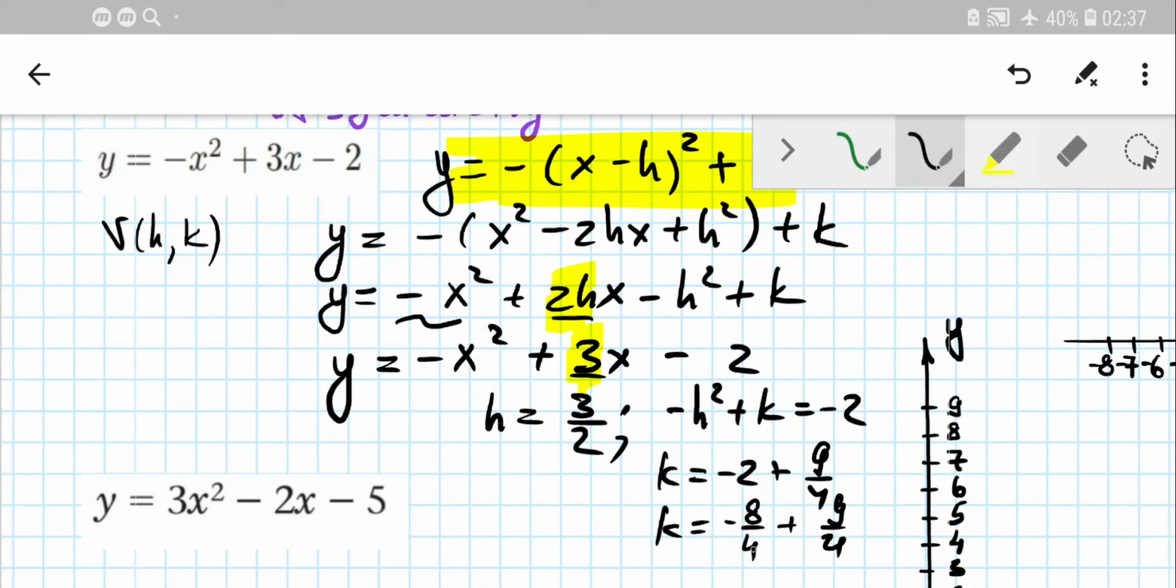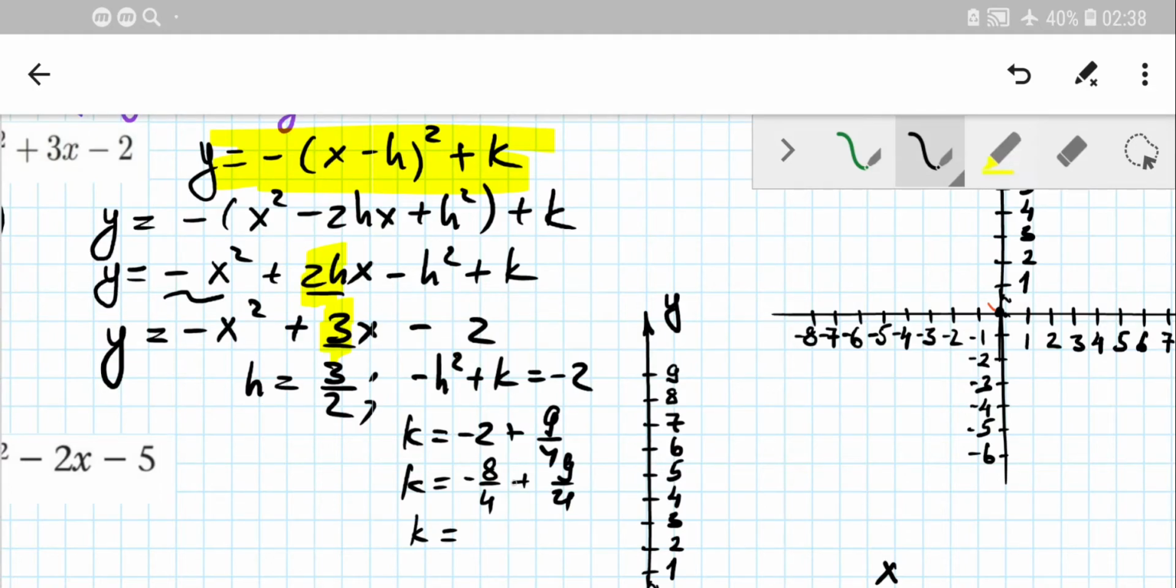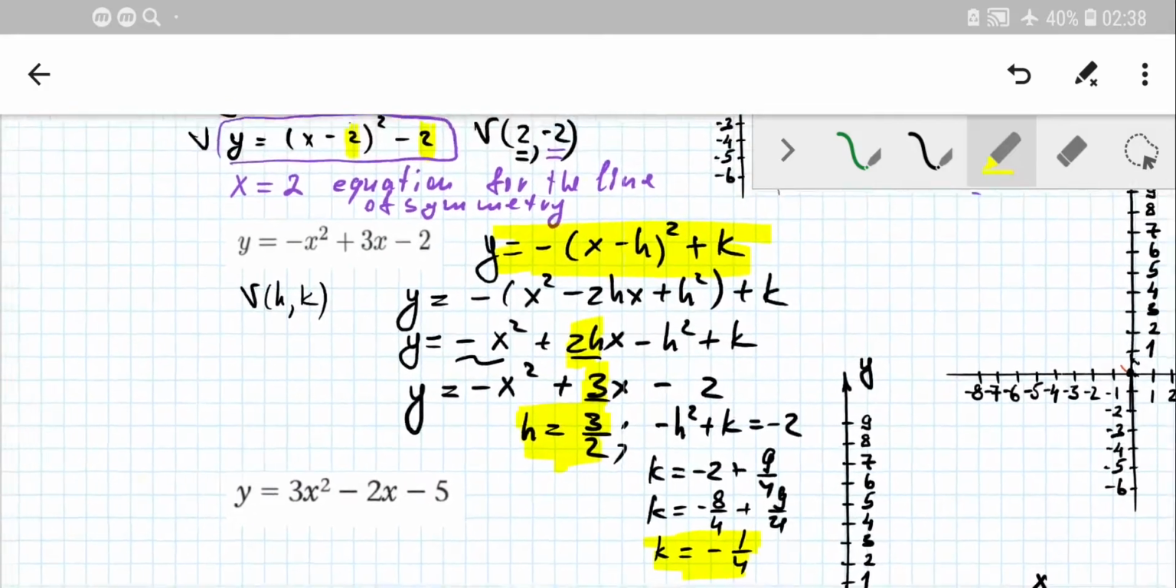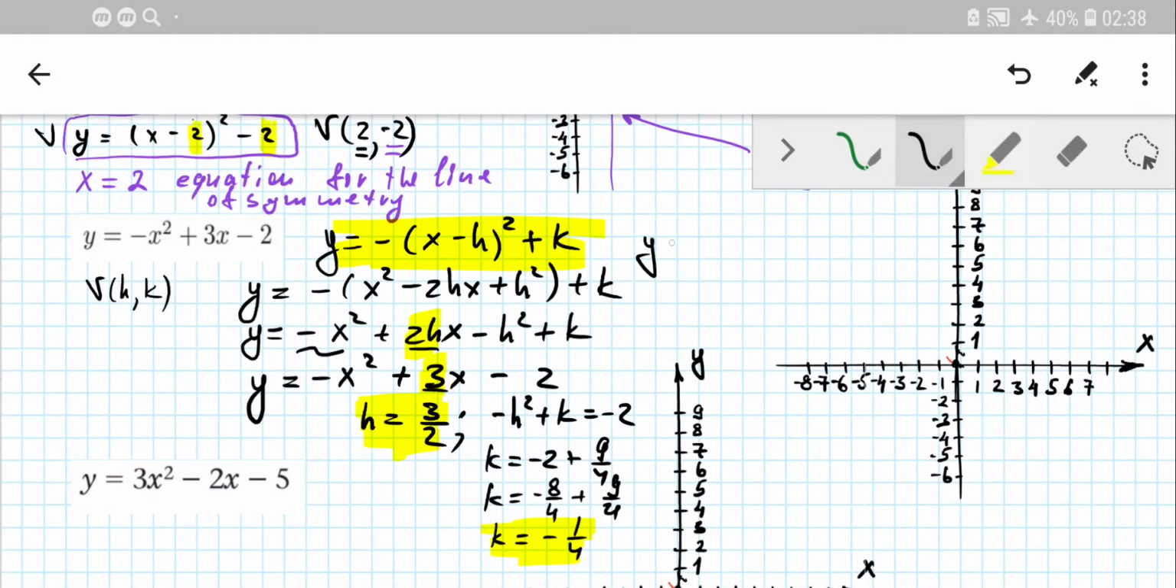Yes, because negative 8 over 4 is an equivalent fraction for negative 2. Okay, so finally, let's simplify and figure out the answer for k. So k is negative 1 over 4, and hence we've got h equals 3 over 2, and k is negative 1 over 4. So I just move all those values here, and finally what I'll get is negative, brackets x minus h, which is 3 over 2, so minus 3 over 2, squared, and plus k, so minus 1 over 4. So I just plug all those into the vertex general form.